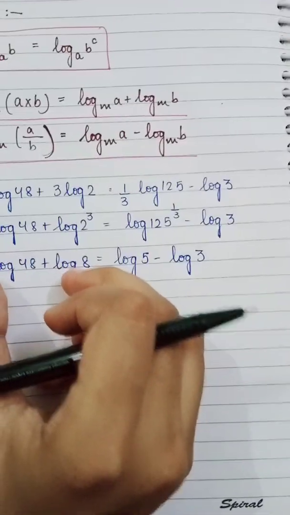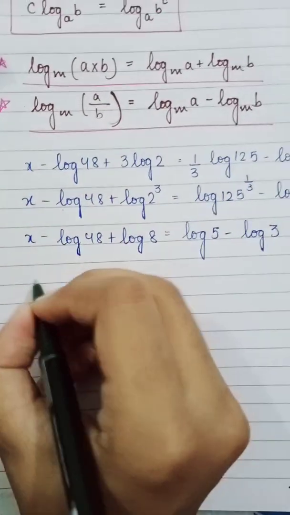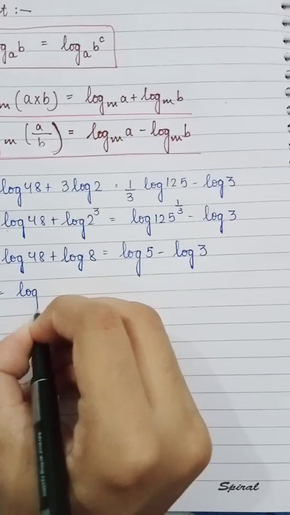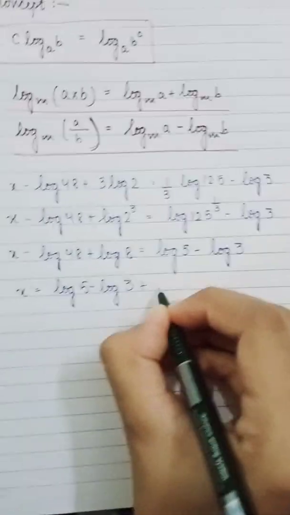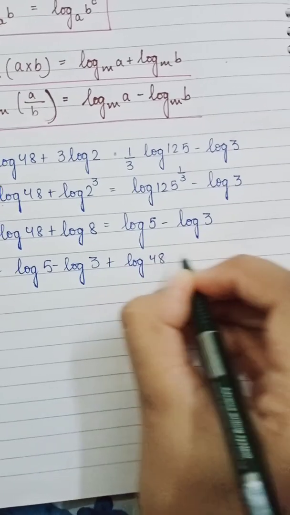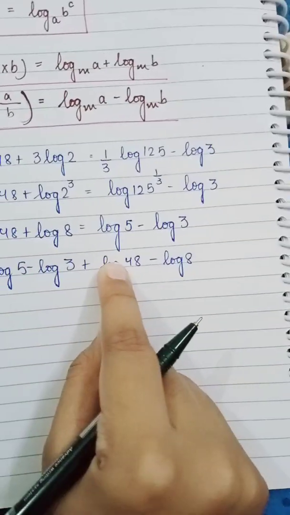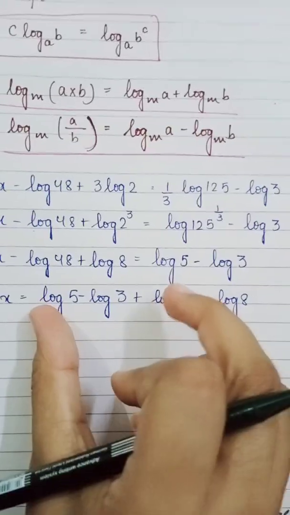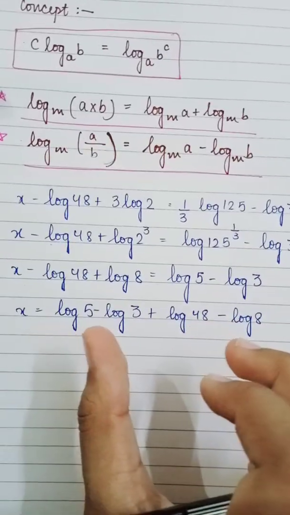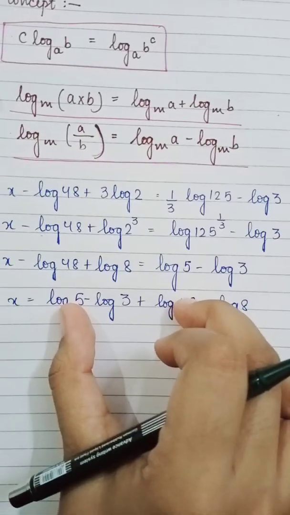Here if we move this to the right hand side of this equation, we can write it as x is equal to log 5 minus log 3 plus log 48 minus log 8. The plus parts are this and this, and the logs with minus sign are this and this, so we will add this part and this part, and we will subtract the sum of this part from the sum of this part.